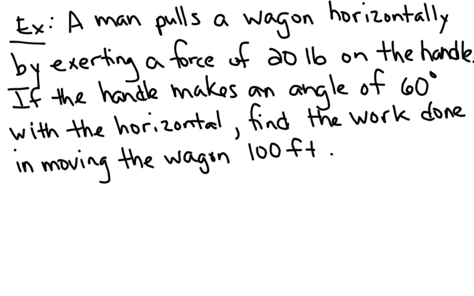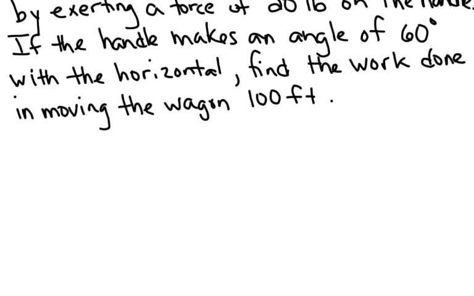A man pulls a wagon horizontally by exerting a force of 20 pounds on the handle. If the handle makes an angle of 60 degrees with the horizontal, find the work done in moving the wagon 100 feet. I'm going to start by drawing a picture.